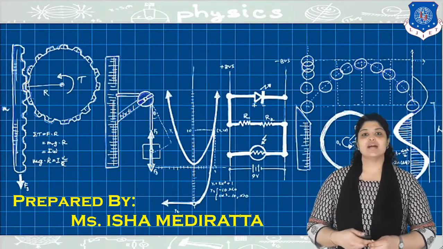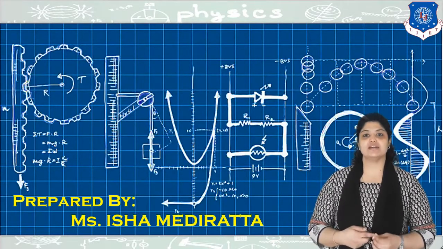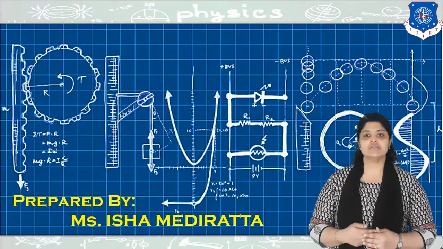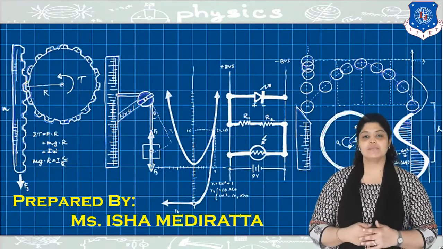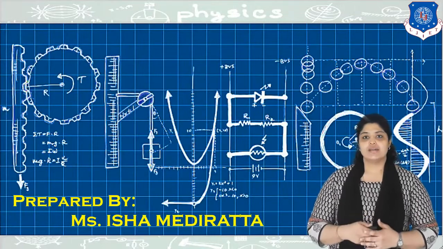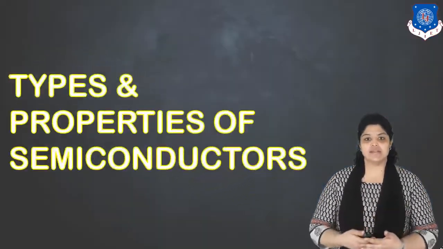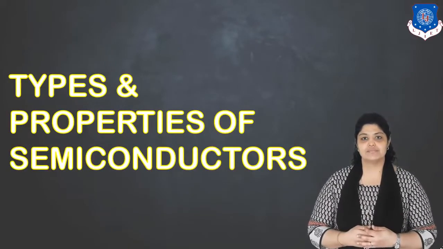Today, I am going to start with the third chapter of our syllabus, that is semiconductors. Weightage of this chapter according to GTU syllabus is 27%. You can say it is more than 1/4 of the total syllabus. So today, I am going to start with what basically a semiconductor is, properties of semiconductors and types of semiconductors.